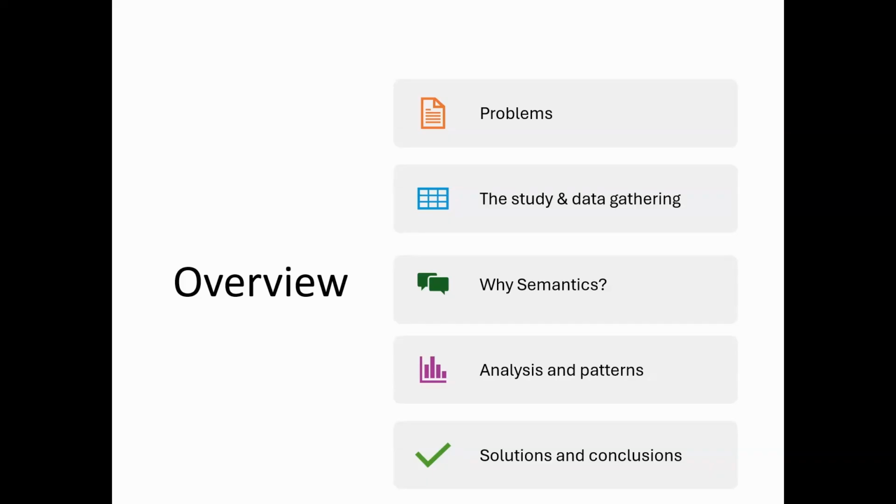So I'm starting with some problems I hope you might be able to share some light on. Problems I encountered setting up the study and conducting it. I'll talk a little bit about the study itself and the role that semantics played in it, and a little bit about some of the analysis and the patterns I found, and then finish with solutions and conclusions.